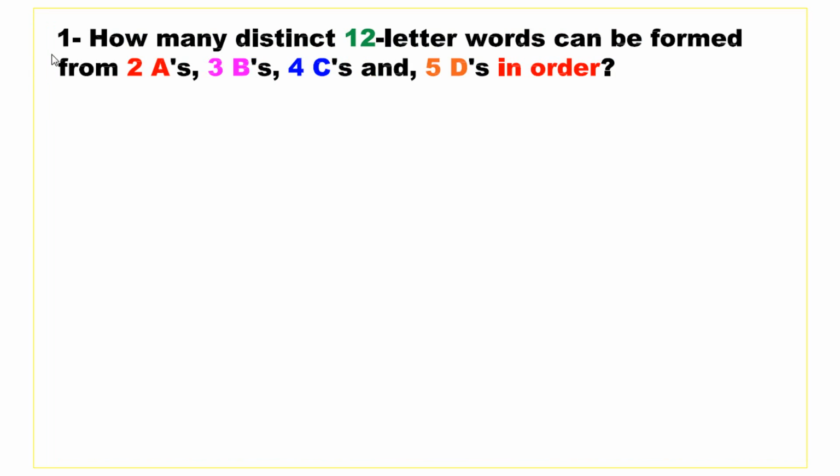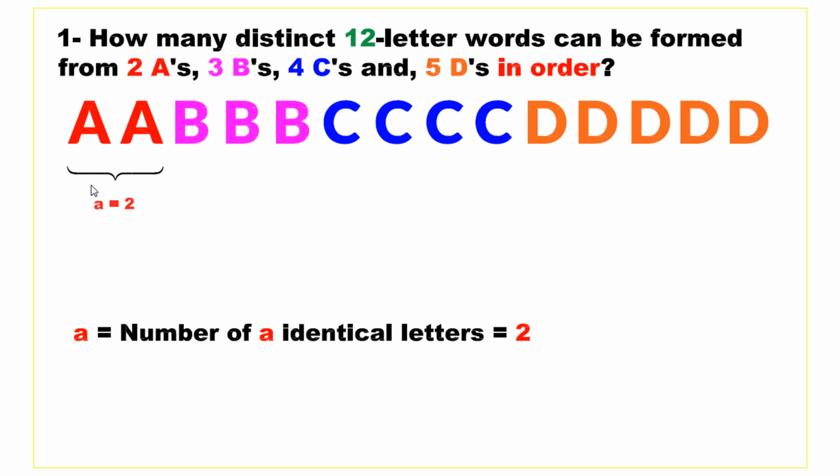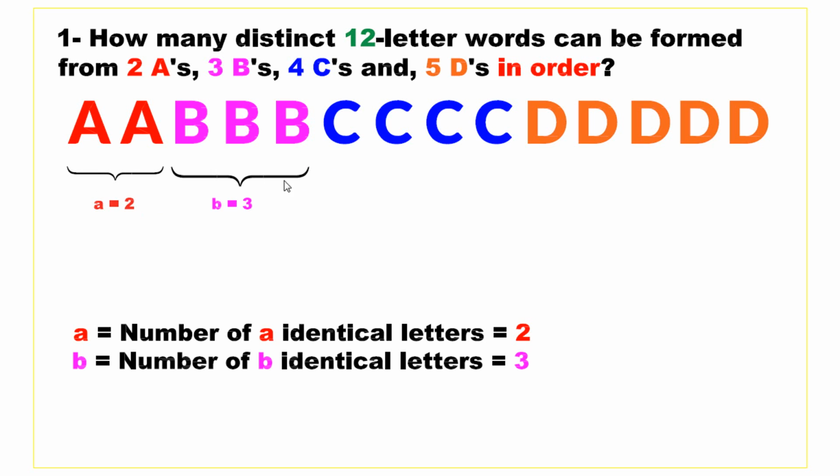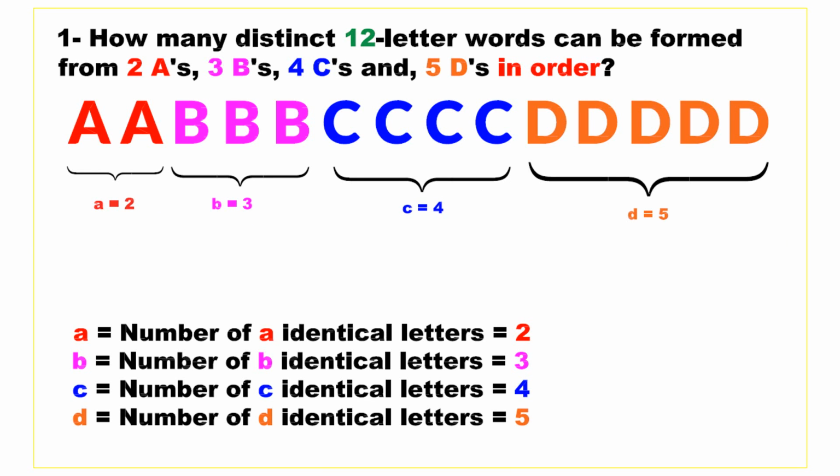We have the following question: how many distinct 12-letter words can be formed from 2 A's, 3 B's, 4 C's, and 5 D's in order, and certainly without replacement here? So let's write this word. Here we have the word, and it's clear that we have many identical objects in it. So we have 2 A's, 3 B's, 4 C's, and 5 D's.